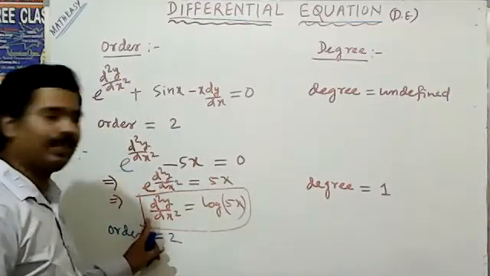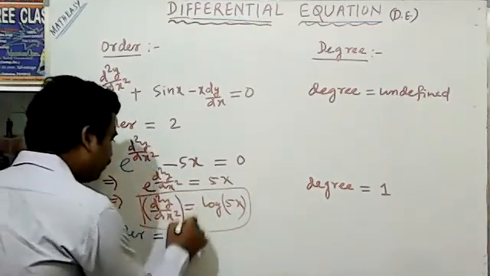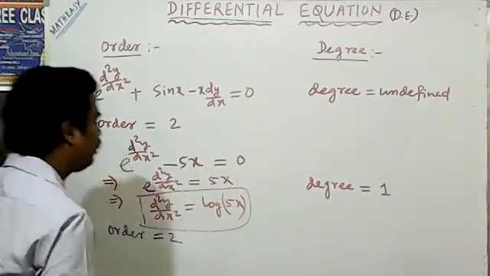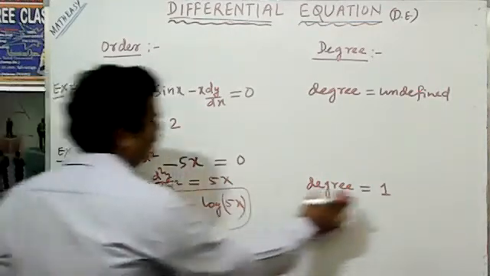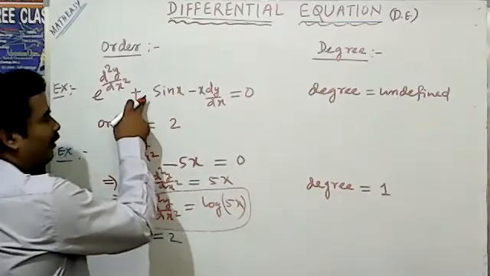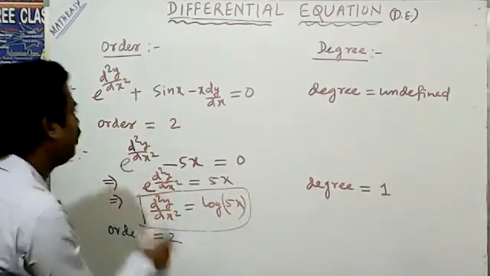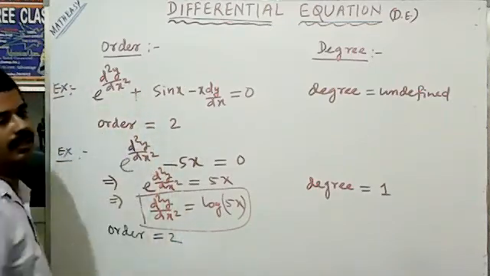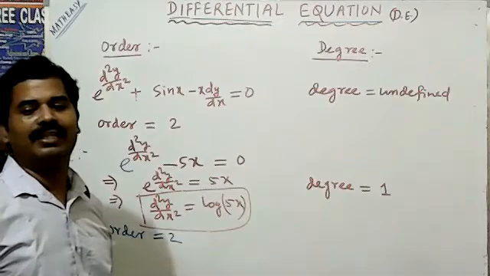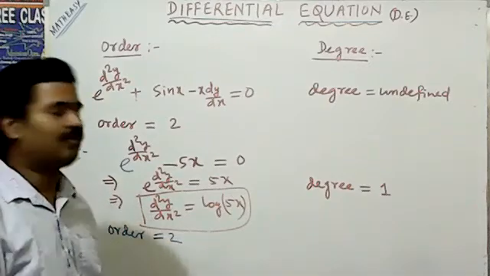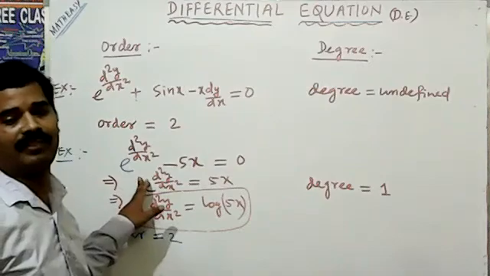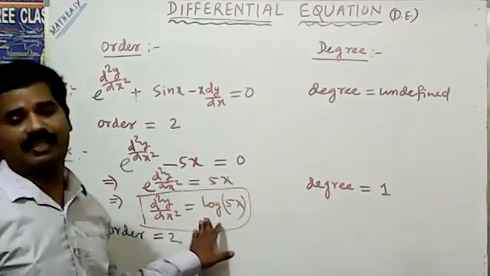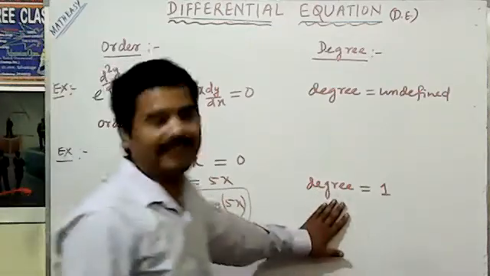Why? So this power is equal to 1. This power, how much? This power is 1. Nothing is written, which means 1. So that's why here you can say the degree is equal to 1. But in this case the degree is undefined, while in this case the degree is defined, because in this case you cannot rearrange it into a polynomial. After rearranging, this differential equation is converted to a polynomial differential equation. That's why it has a degree.